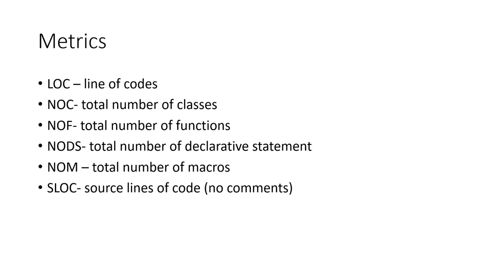We found the following metrics for each version of each project: lines of code, number of classes, number of functions, number of declarative statements, which includes things like variables and constants, and number of macros, which includes statements like define and include. We generally do not include slock in most of our analysis because it's so similar to lock in terms of the trend.